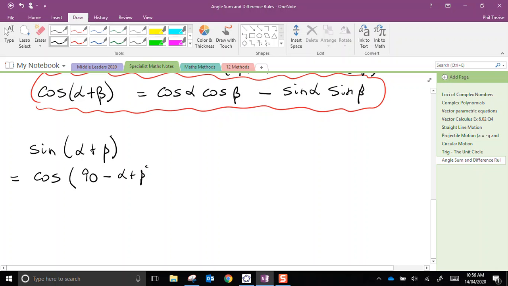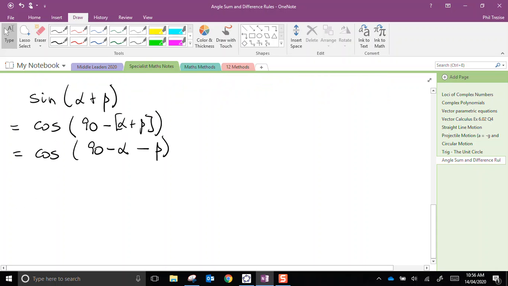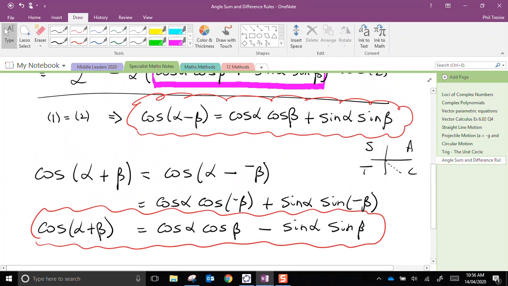I probably should have a little pair of brackets around the alpha plus beta there. Now I'm going to reorder this as 90 minus alpha minus beta. And I'll be thinking of this first pair as my initial angle, subtract a second angle, beta. Now, isn't that a rule we already had? Didn't we already have a rule for cosine of one angle, take another angle? Yes, we did. It was this one.